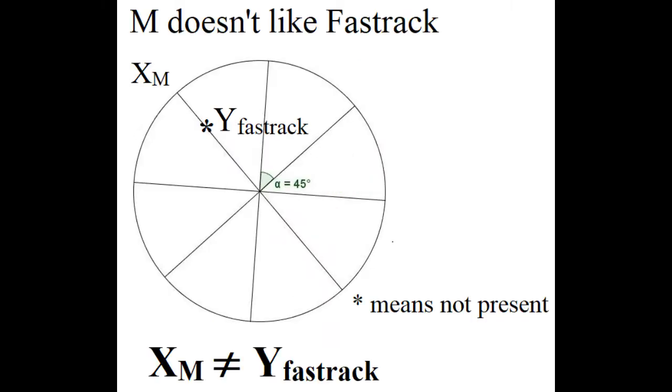In conditions like this, where M doesn't like fast track, this could be simply represented by the figure in which XM is known and Y fast track is denoted by an asterisk representing not present over the line which is joining XM to the center. This could be represented by the equation XM not equal to Y fast track.